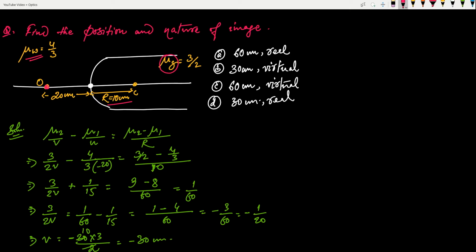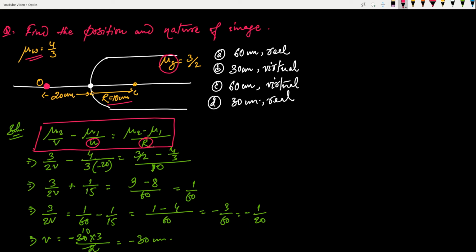So let's see, we just need to use the formula and things will be easy. This is the formula that we need to use: mu2 by v minus mu1 by u is equal to (mu2 minus mu1) divided by R. Now I have already solved this, because this is similar to the first problem, so you can easily solve this. You just need to apply this formula. Just put the value of mu2 and mu1 and the value of u and R, and you can easily get the answer.